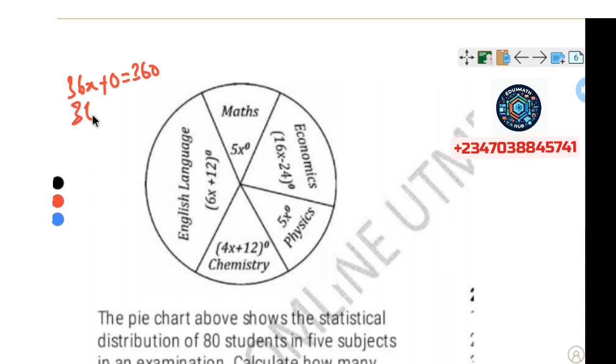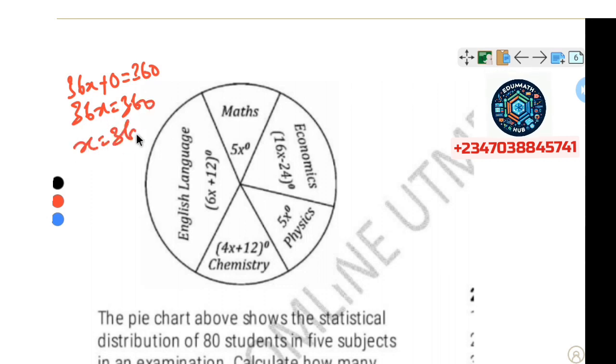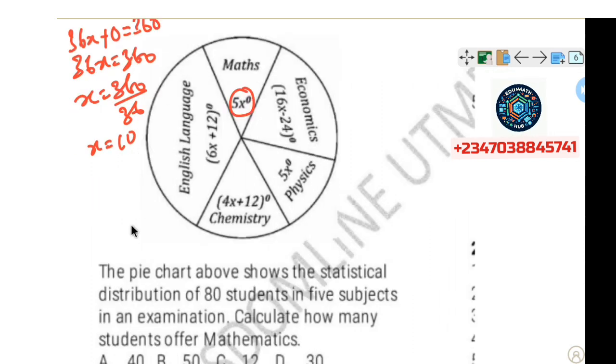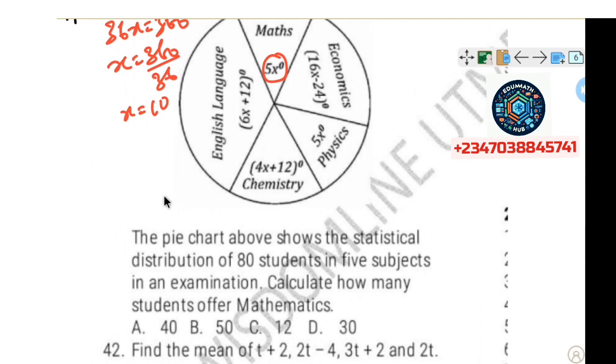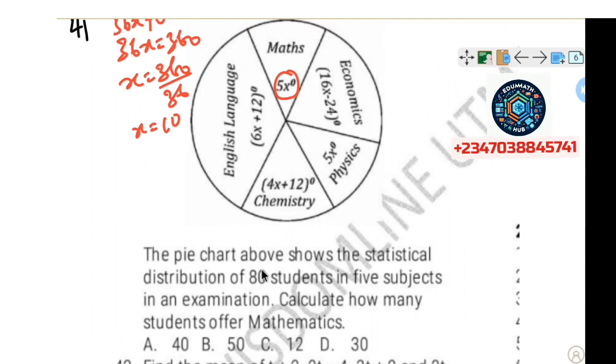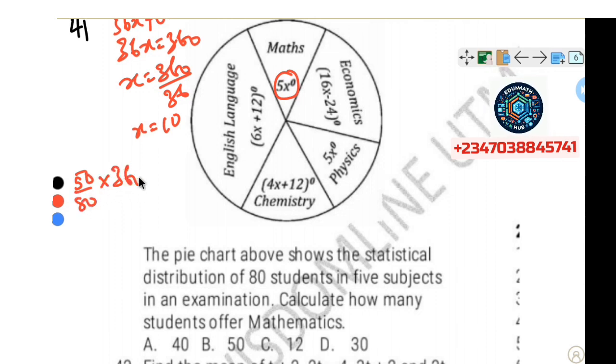So 36x must be equal to 360, and x will be equal to 360 divided by 36. So x is 10. So the value of x is 10. So if x is 10, then the angle for maths is 10 times 5, that's 50. So we put it in the formula to get the required people that are offering mathematics. So the total number of students is 80. So we have 50 divided by 80, you multiply it by 360. So that will give you the angle. The angle there is 50.